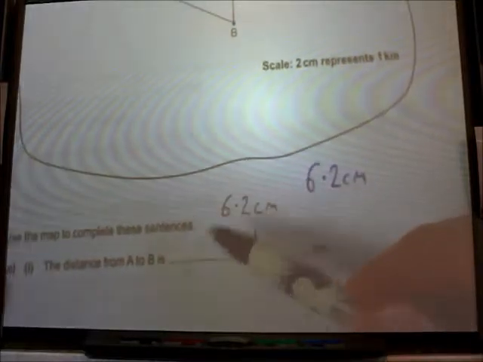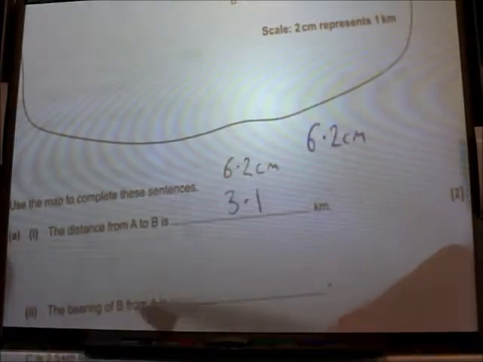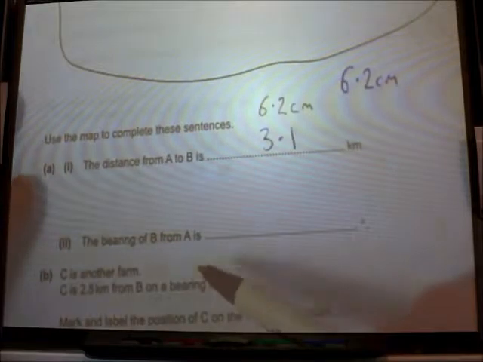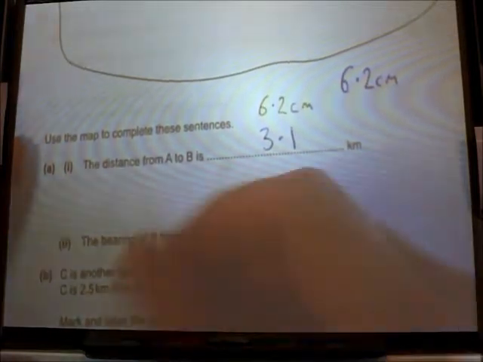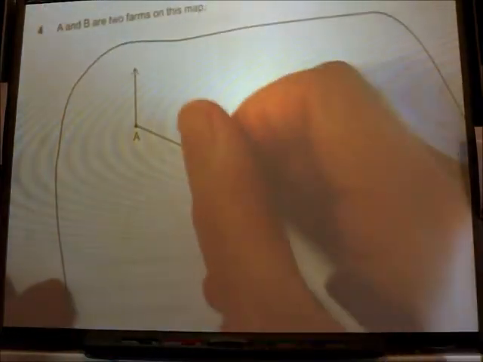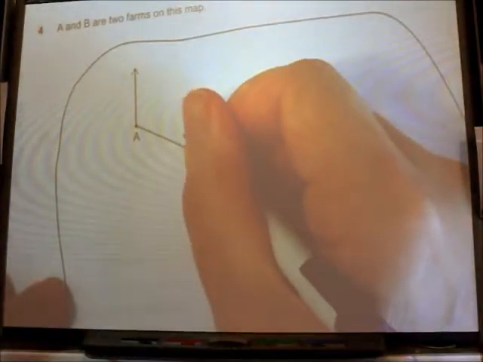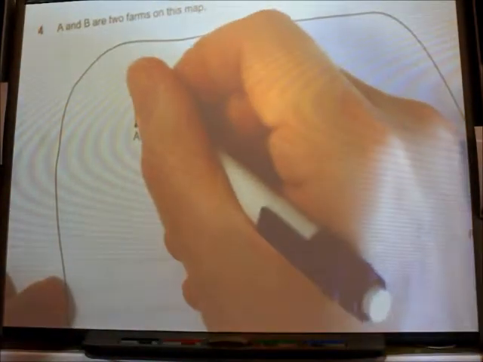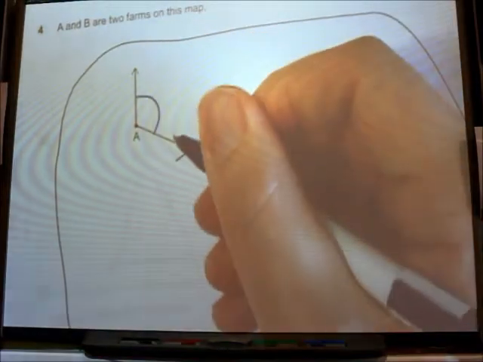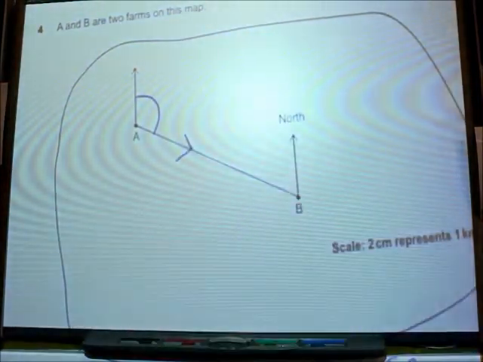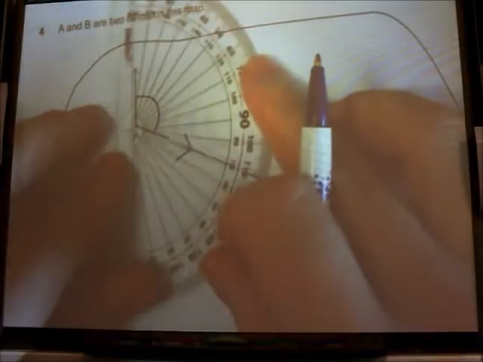Use the map to complete the sentences. The bearing of B from A. And read it very carefully. The key bit is there, is from A. So we are coming from A that way. So we want to know this bearing here, that angle there. So you need to get your protractor. You place it on like that.